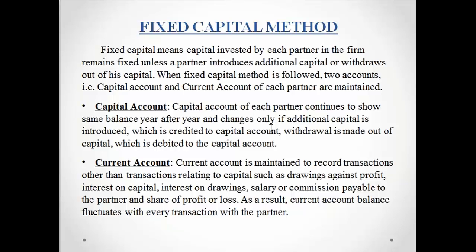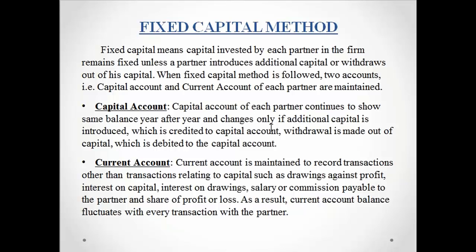What was my previous method? Fluctuating capital method. And if you are following fluctuating capital method, the student has to prepare only one account, which is called a partner's capital account, and all the adjustments are taken to the same account. But if the question says prepare partner's capital account according to fixed capital method, we have to prepare 2 accounts. One is called partner's capital account, one is called partner's current account. I just want to repeat that point once again for you. If the capitals are fixed, what is the meaning of fixed capital?